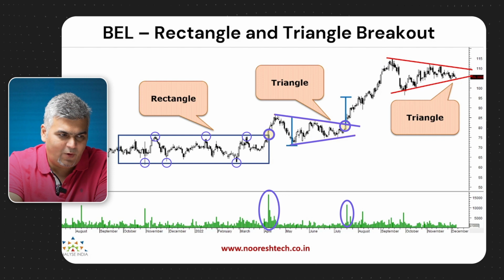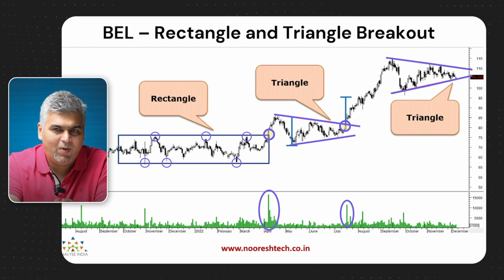Then again it was forming a triangle, a symmetrical triangle formation. But right now, the stock is still around these prices out here. But the volumes were not there. So the stock has gone sideways in the current move. So what do you need to look out for in triangles? Volumes. So out here volumes are great, it broke out. Out here no volumes, the stock has not gone anywhere.